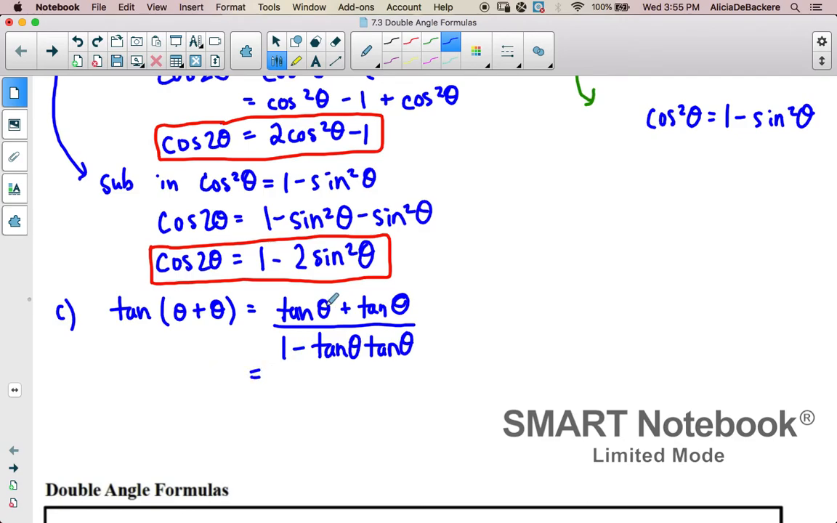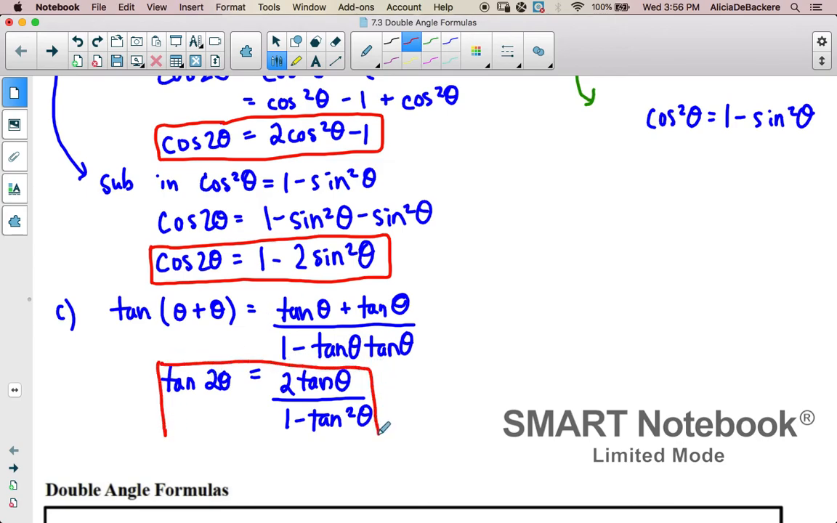And then I can simplify this. I've got tan theta plus tan theta. That gives me 2 tan theta all over 1 minus tan squared theta. And then on the left-hand side, I can simplify this as well. I've got tan of 2 theta. So this is my last double angle formula.